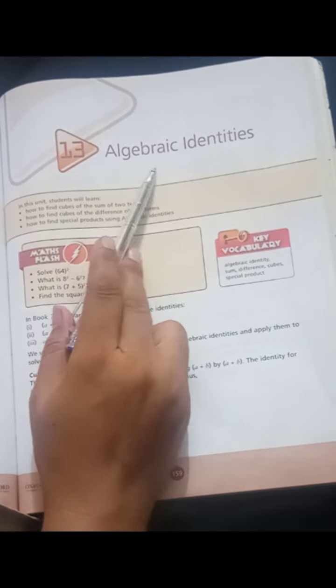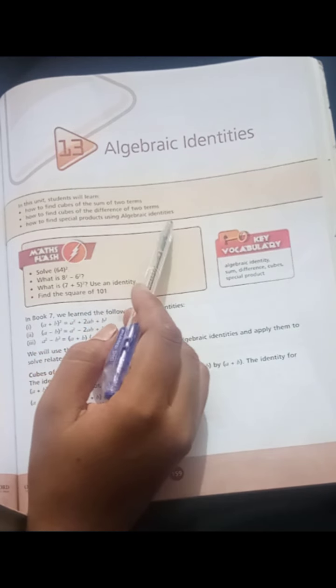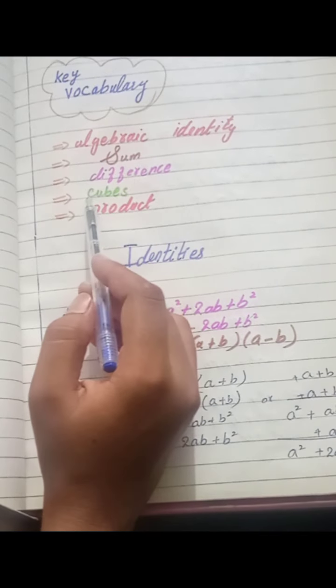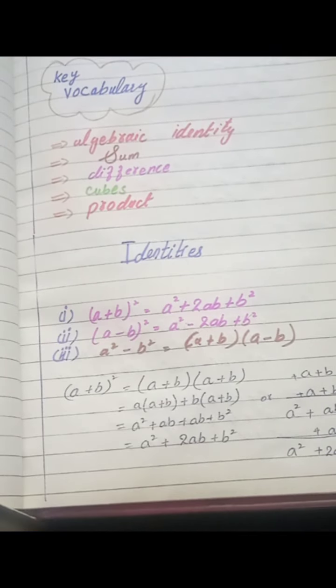So today we are going to start a new chapter named algebraic identities. In this chapter we learn about the cube of the sum of two terms, the cube of the difference of two terms, special products using algebraic identities, and the vocabulary words used in this chapter. We have algebraic identities, sum, difference, cubes, and product.